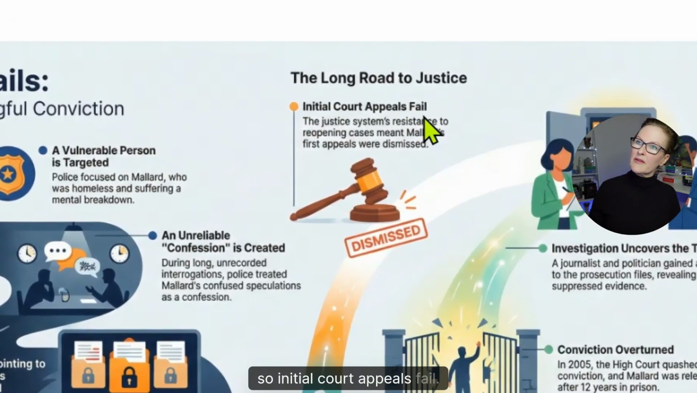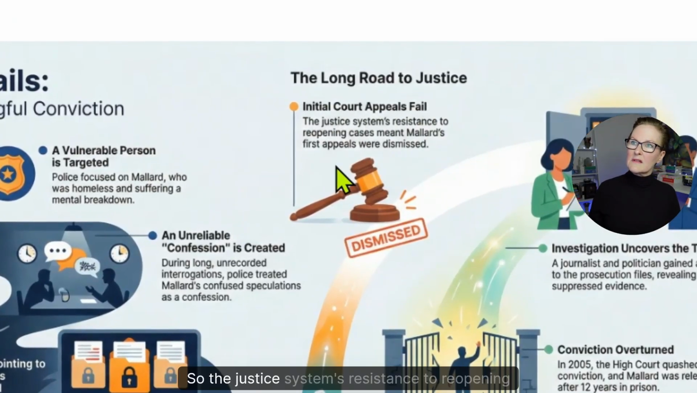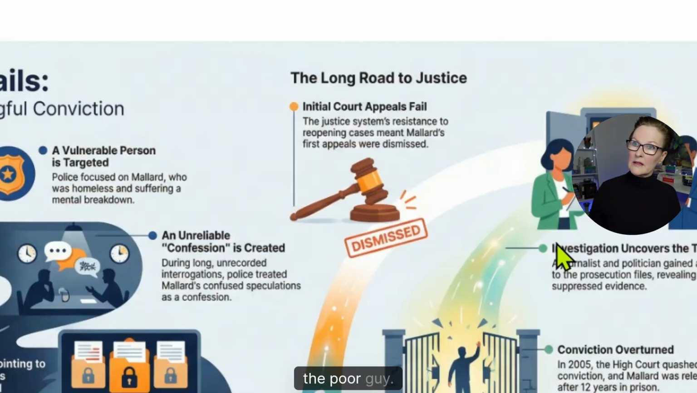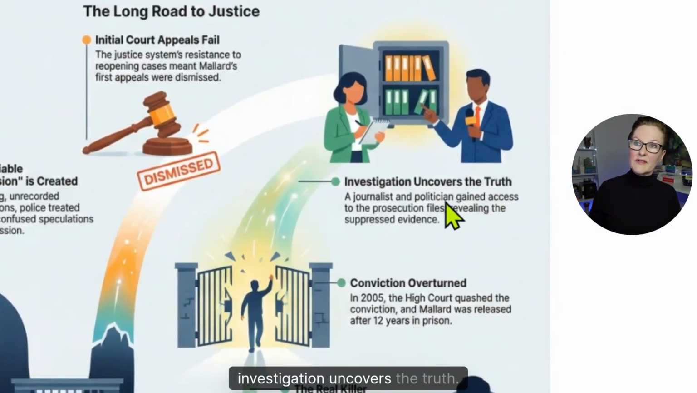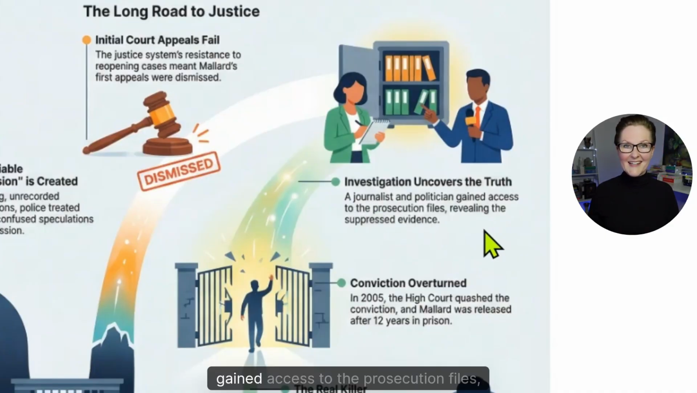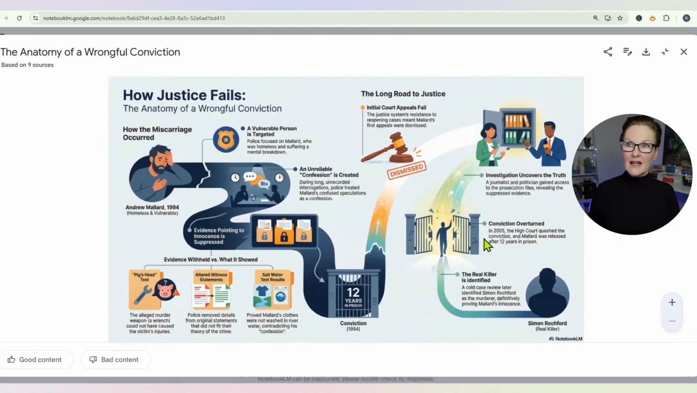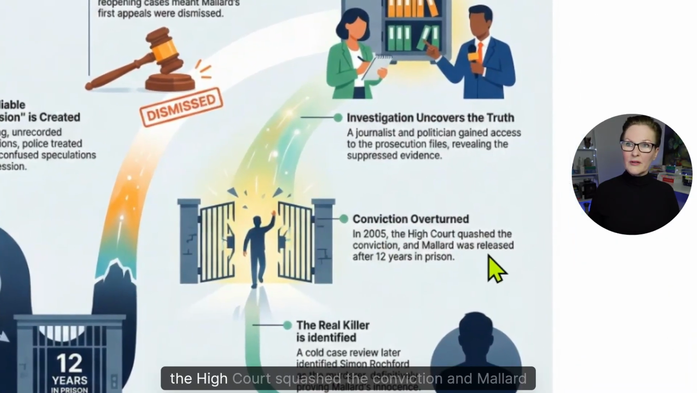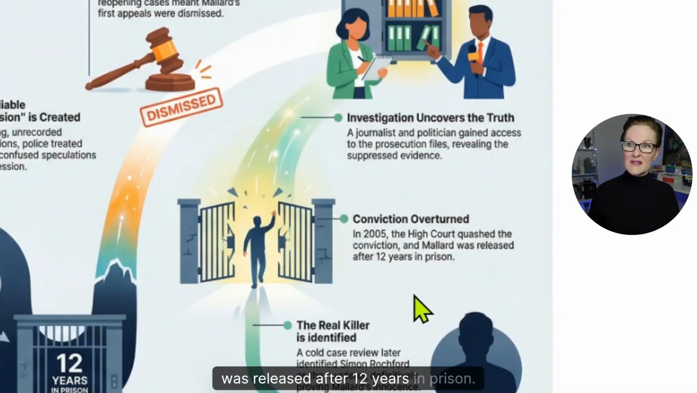Initial court appeals fail. So the justice system's resistance to reopening cases: Mallard's first appeals were dismissed. So he actually went through that process twice, the poor guy. Investigation uncovers the truth. So a journalist and politician gained access to the prosecution files, revealing the suppressed evidence. So now we're in 2005, the High Court quashed the conviction and Mallard was released after 12 years in prison.